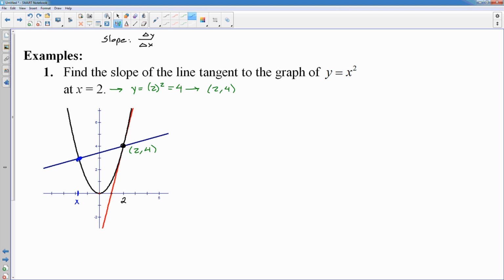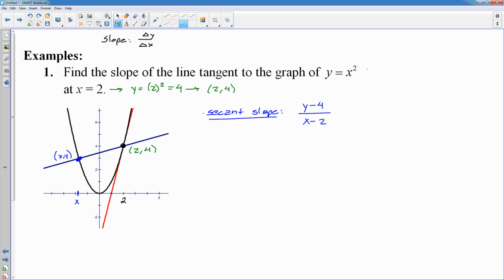And if this point is x, I also don't know the y coordinate, so I'm simply going to call it y. So I'm going to start with the slope of the secant, my secant slope. And I'm simply going to find the slope between these two ordered pairs. And again, we don't know this one, so I just called it something generic, x and y. I know the slope is my change in y, so I'm going to say y minus 4 over x minus 2, and that is the slope of the secant.